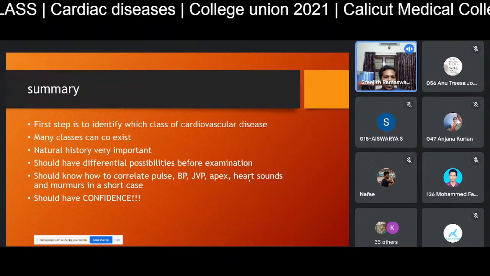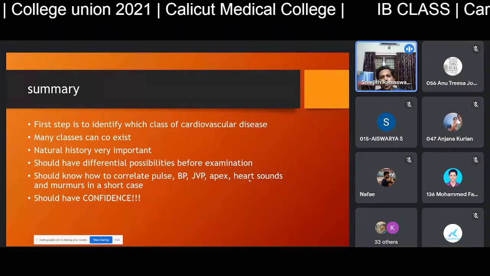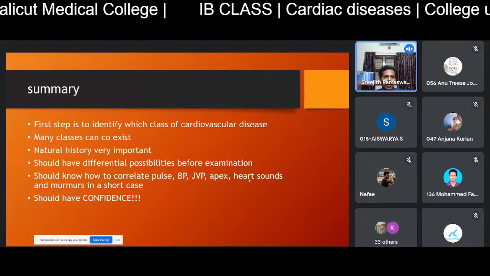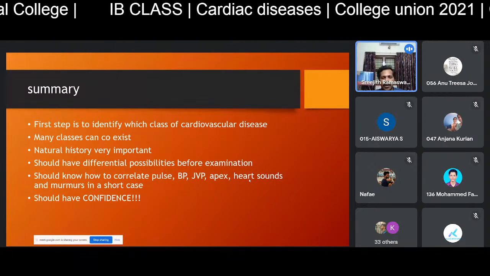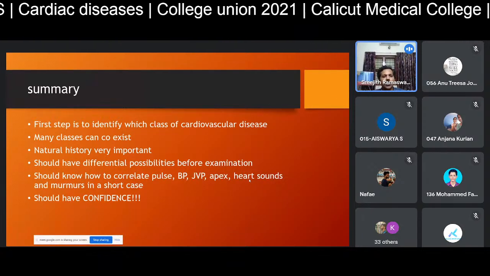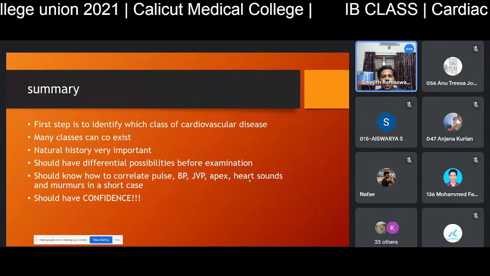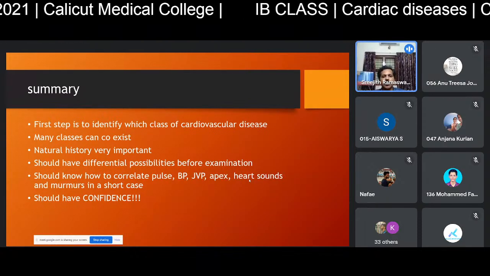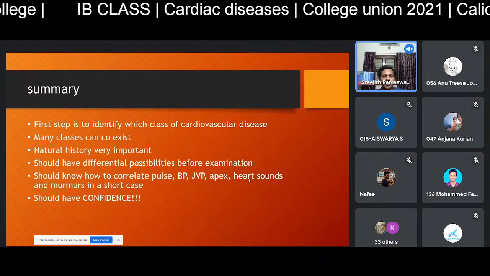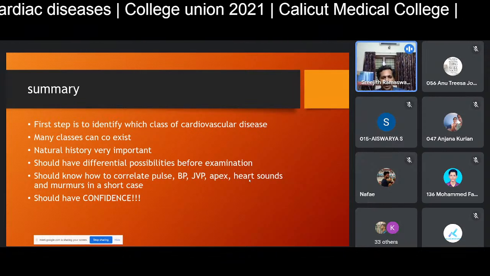And differential diagnosis should be considered before examination. So after hearing the history, before going to the examination itself, you should have some differential diagnosis, like whether it's an AS or hypertrophic cardiomyopathy or it's a myocarditis. Like that, you have to have some possibility in your mind. And also, you should know how to correlate your pulse, BP, JVP, apex, heart sounds, and murmurs. Because in a short case, you won't have history, and you have to correlate all these basic findings, general examination findings, and system examination findings to arrive at a diagnosis.